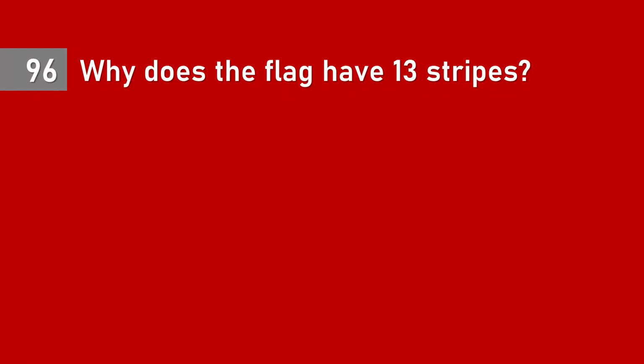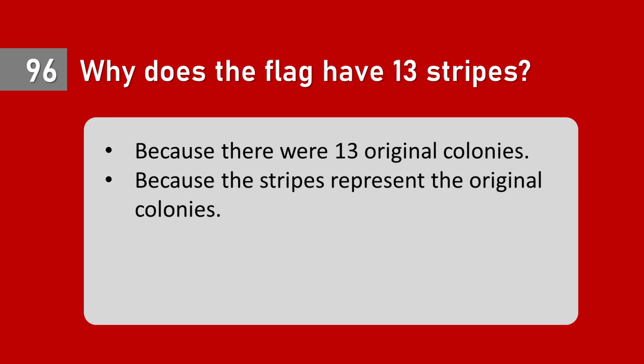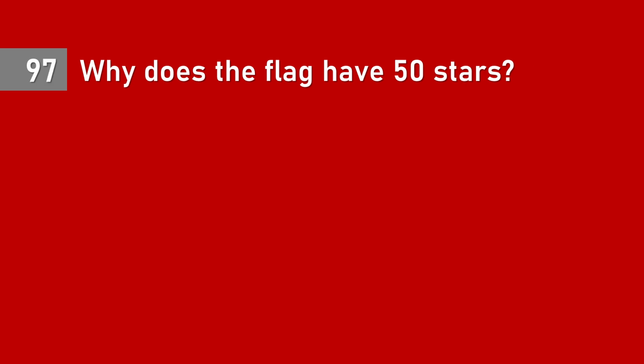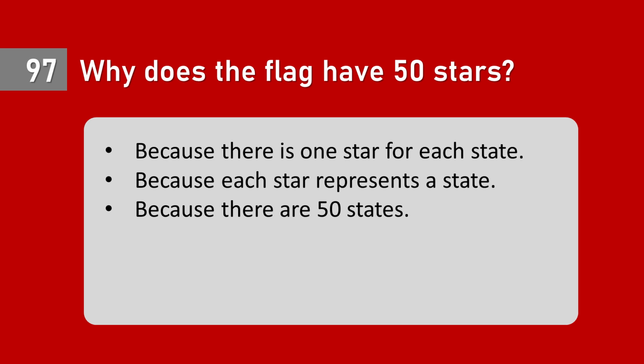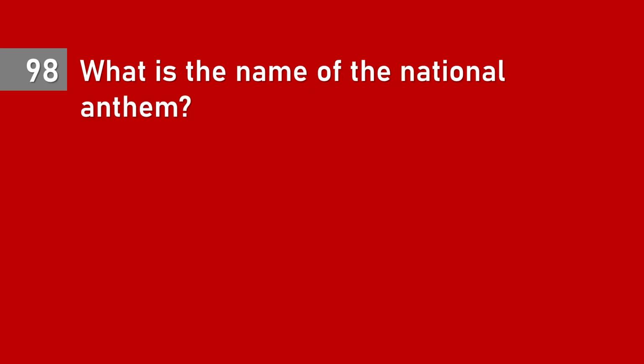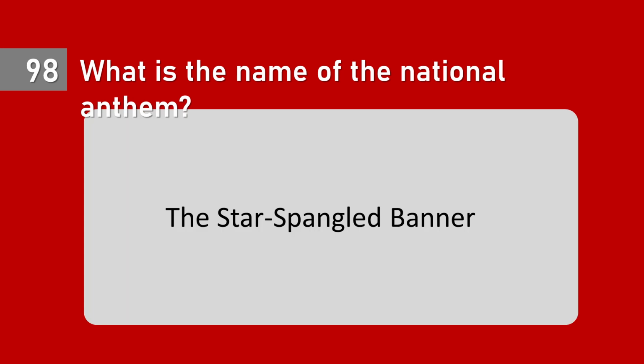Question 96. Why does the flag have 13 stripes? Because there were 13 original colonies. Because the stripes represent the original colonies. Question 97. Why does the flag have 50 stars? Because there is one star for each state. Because each star represents a state. Because there are 50 states. Question 98. What is the name of the national anthem? The Star-Spangled Banner.